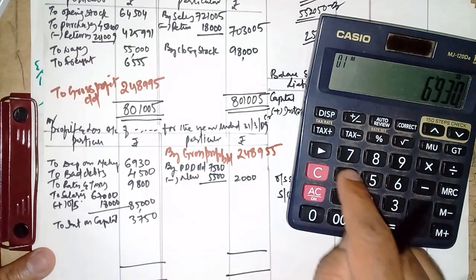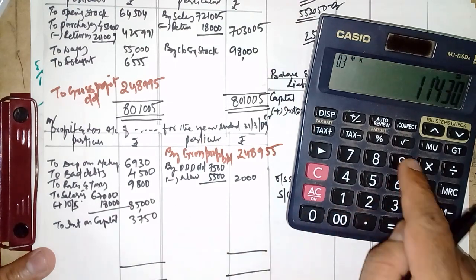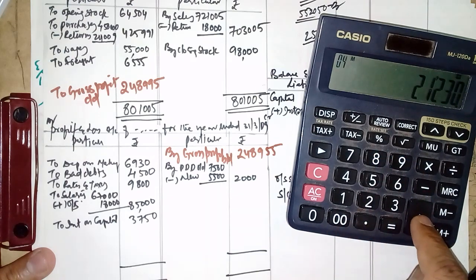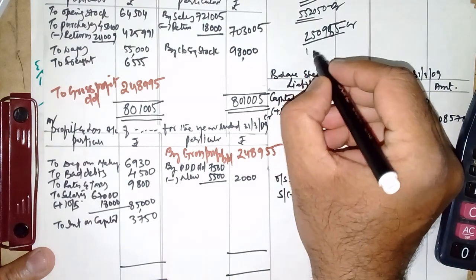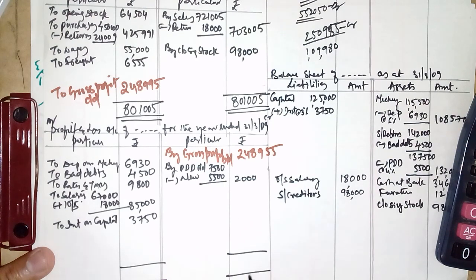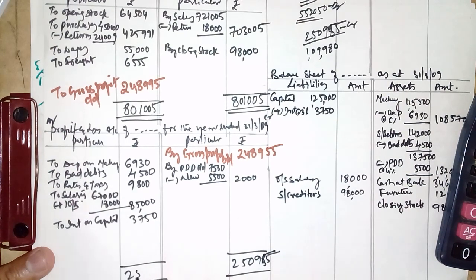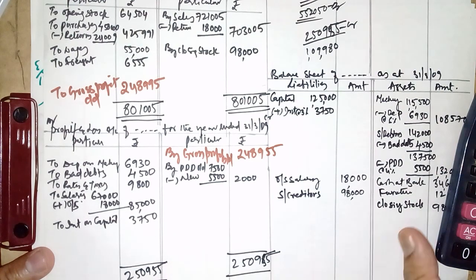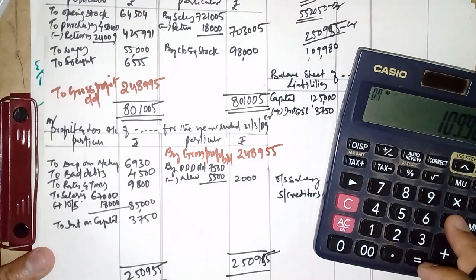6,930 plus 4,500 plus 9,800 plus 85,000 plus 3,750. So we are getting the debit total is only 1,09,980. So which side? Credit side total is the greater value, that is 2,50,955. Sorry, extremely sorry, 955. Clear? So from this we will deduct the debit total.